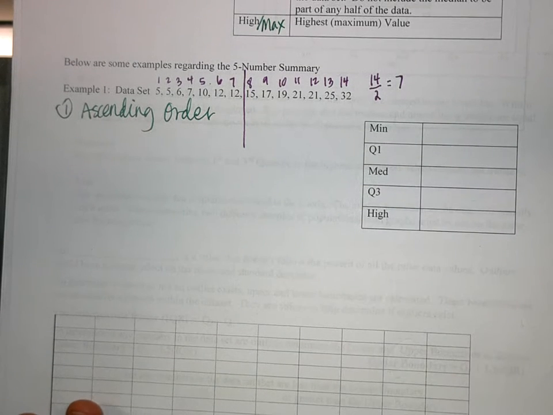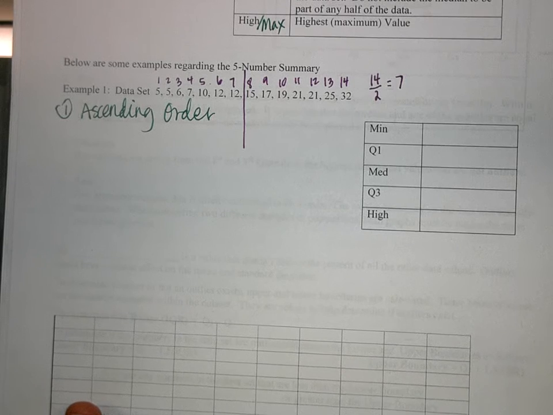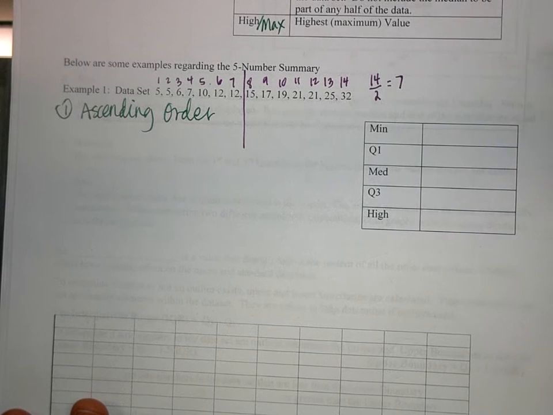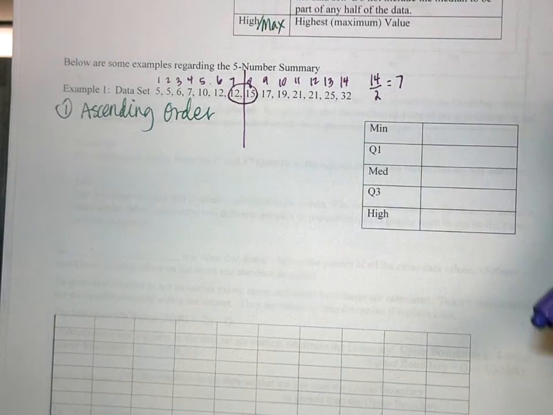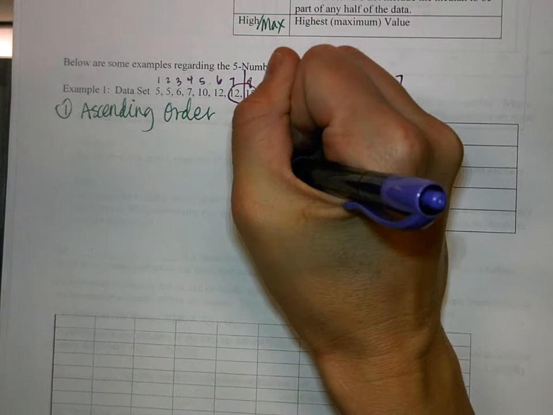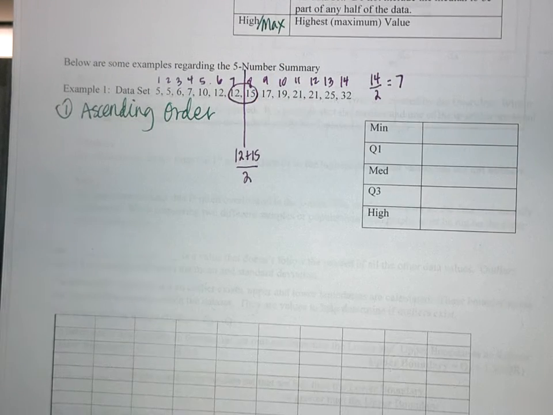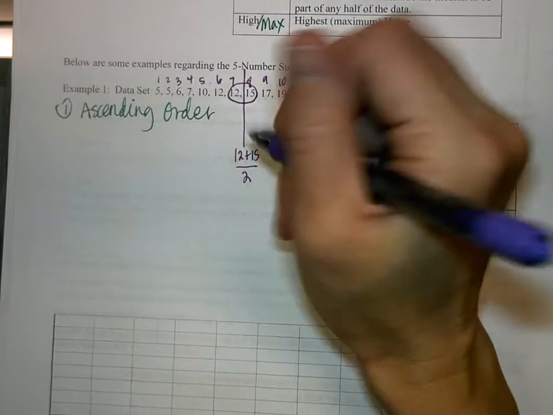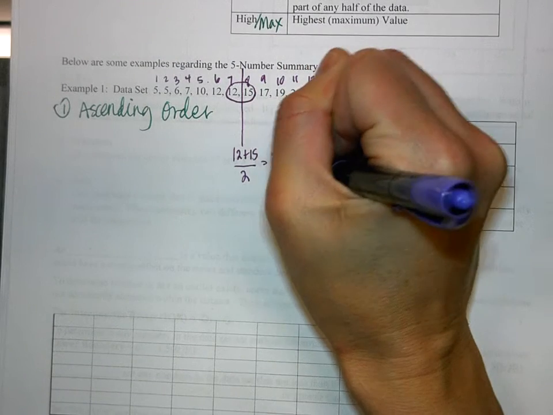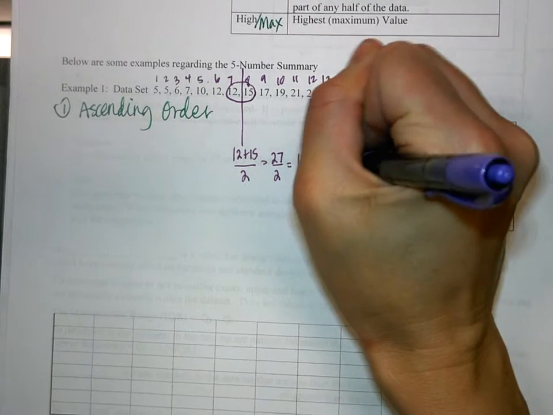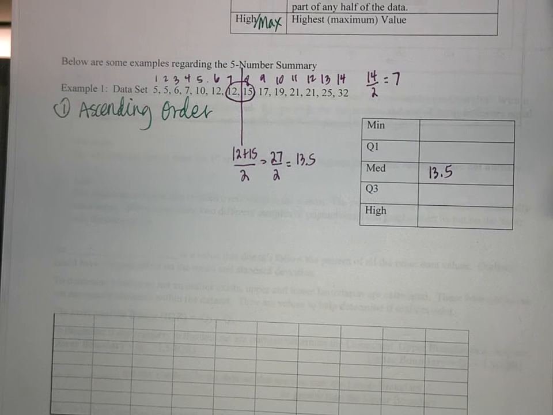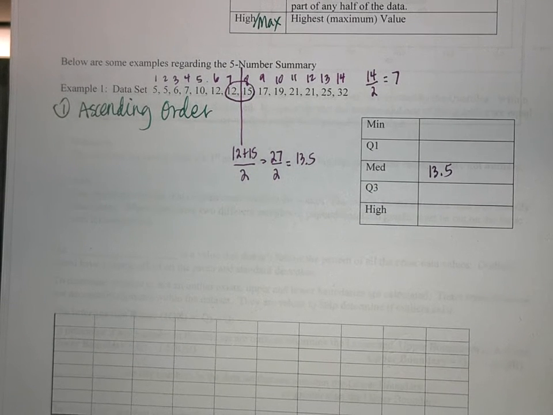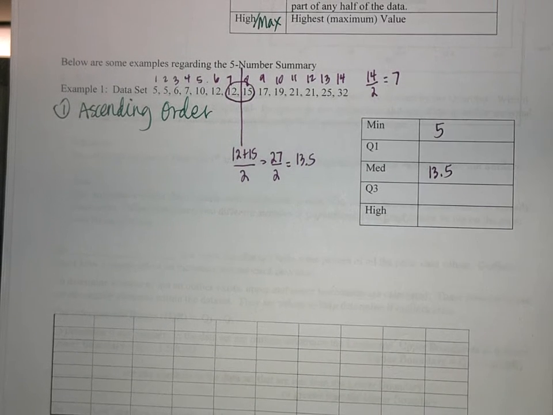How do we find our median? Very good. Remember that when you cut these in half, there actually isn't a middle number, so your median, your middle number, is the average of those 2 numbers. We're going to take 12 plus 15 and divide that by 2. 12 plus 15 is 27, and 27 divided by 2 is? Very good. So my median is 13.5. Do you know what your minimum value is? Very good. And our maximum value is? 32.